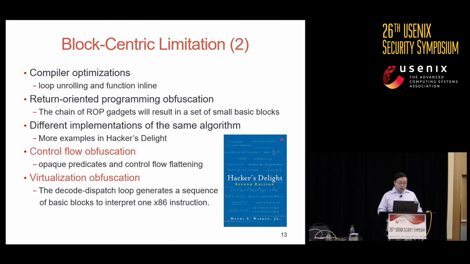They will usually merge multiple basic blocks into one simple basic block. And also, return-oriented programming obfuscation will produce a chain of small basic blocks to connect the ROP gadgets. And also, just like the bit count algorithm, there are different implementations of the same algorithms. For more examples, we can find the book called Hacker's Delight. This book is a collection of programming optimization tricks with only bitwise operations. Basically, we can find almost all common arithmetic algorithms in this book, but only with bitwise operations. So the binary code of this optimized version shows very different basic block features from the original design.